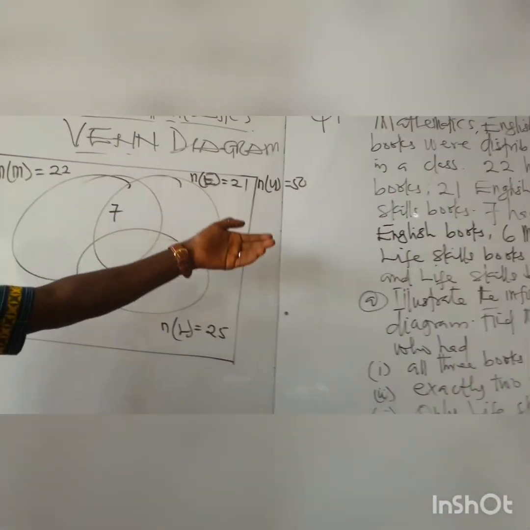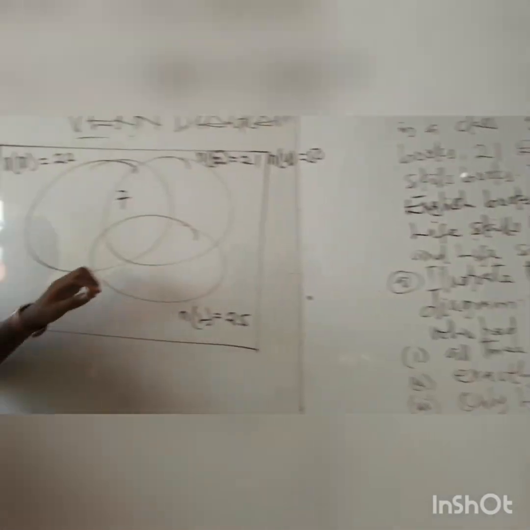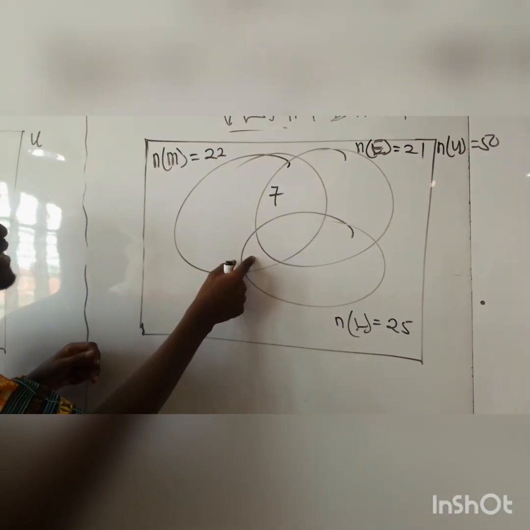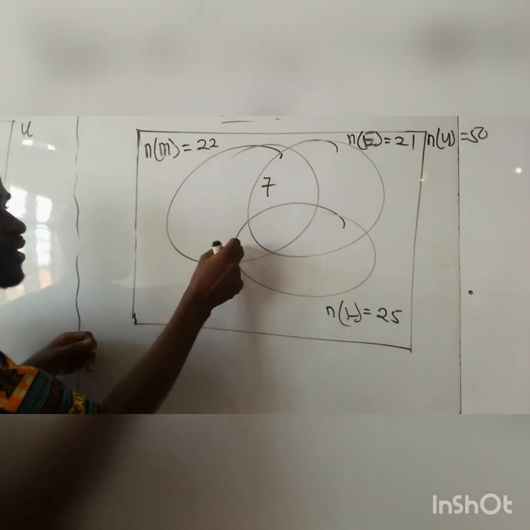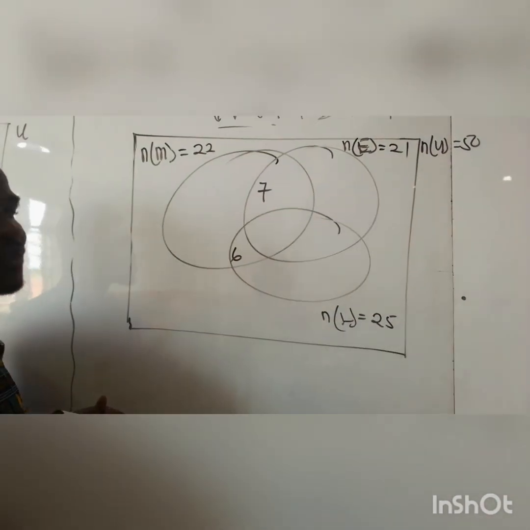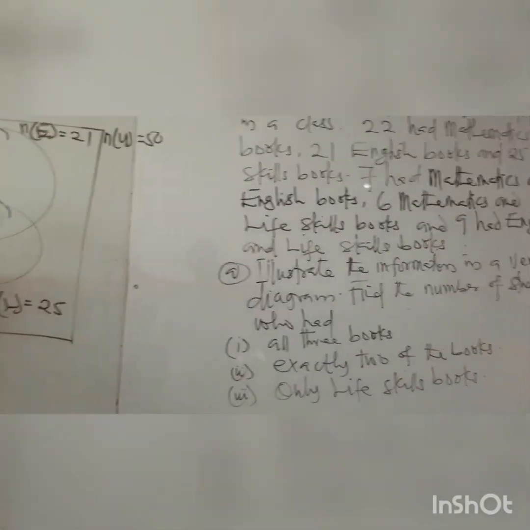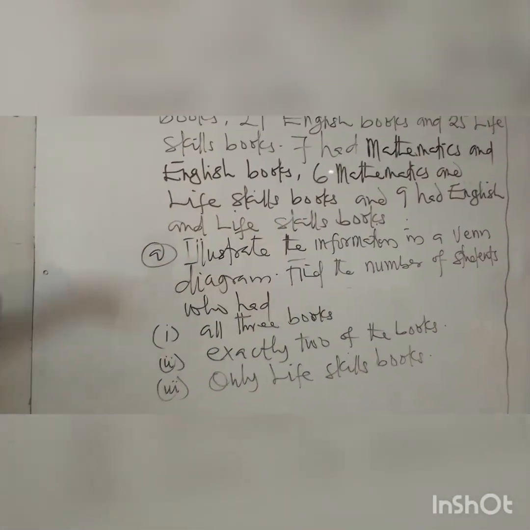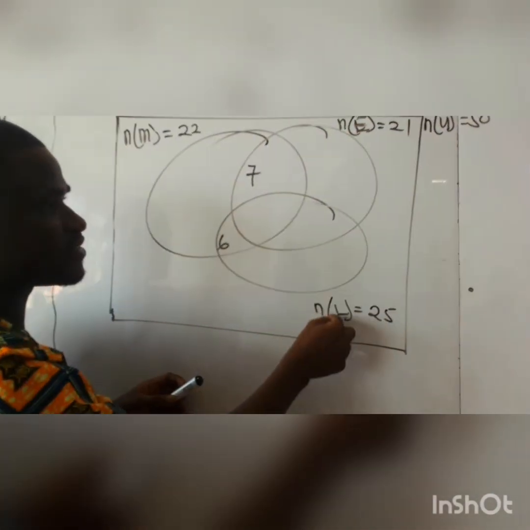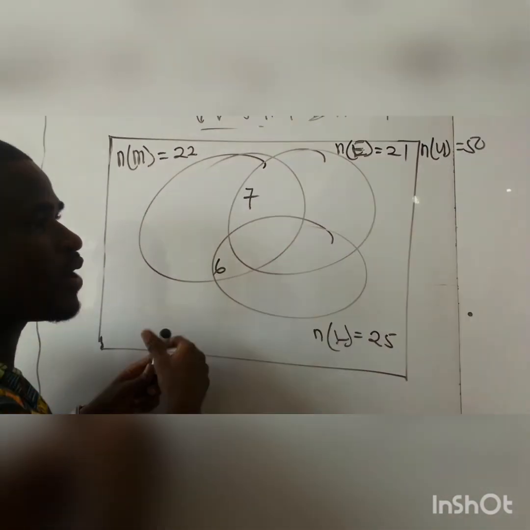And then 6 had mathematics and life skills. Now look here. Mathematics and life skills. This is the intersection, those who had mathematics and life skills here. So they had 6. Okay. Then out of the 50, 9 had English and life skills. Now, English and life skills here. Those who had both English and life skills, there were 9.